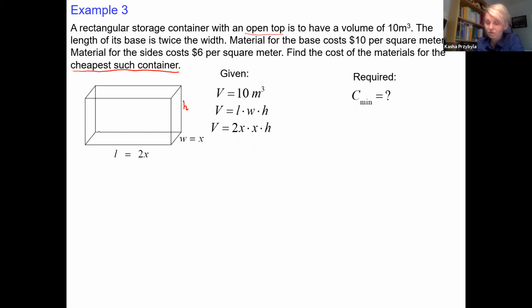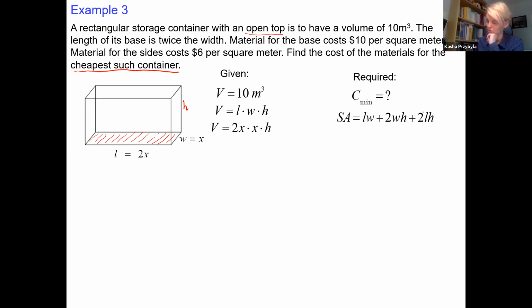The area of the bottom will be 2x times x, right? And then we have two sides on the left and right hand side, which will be x times h. And we have front and back, 2x times h. Length times width is the bottom, the base.